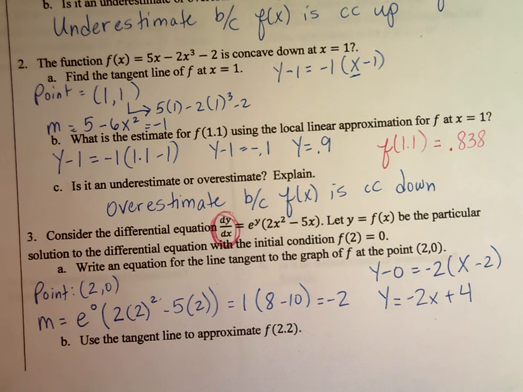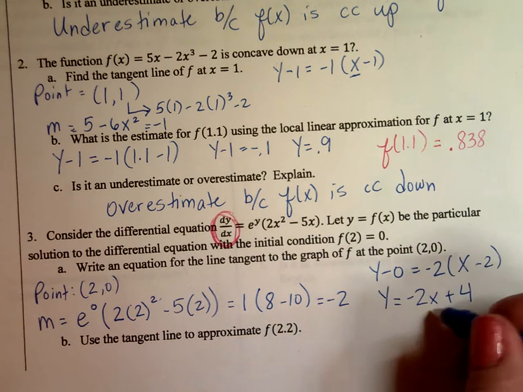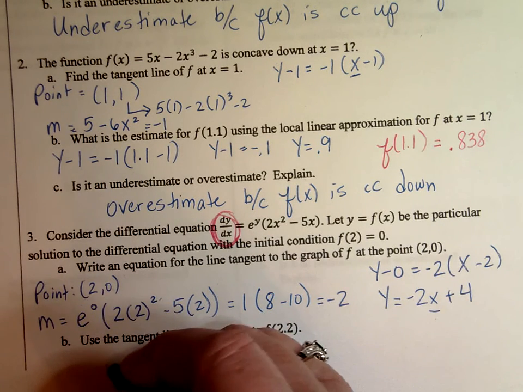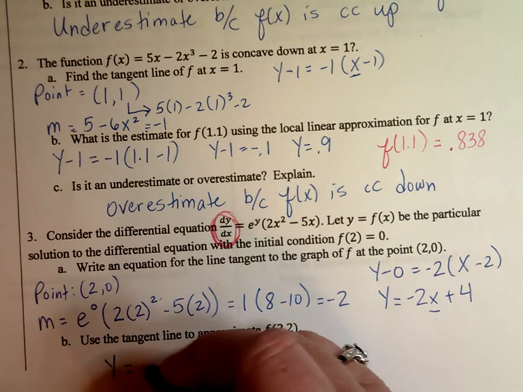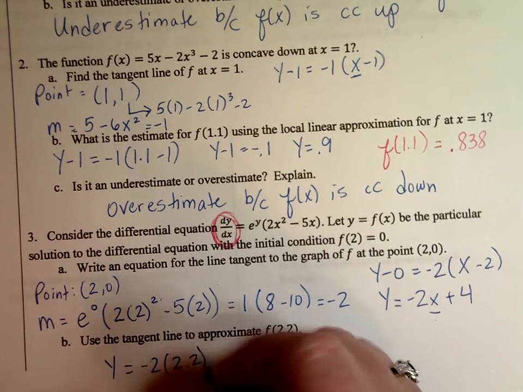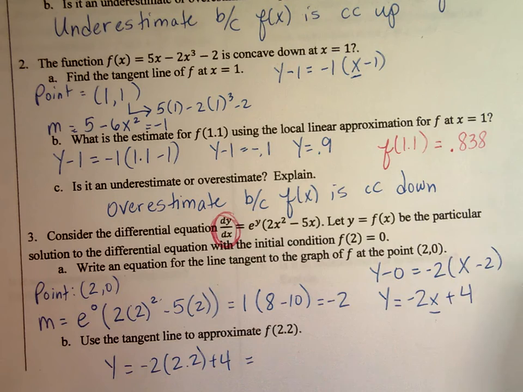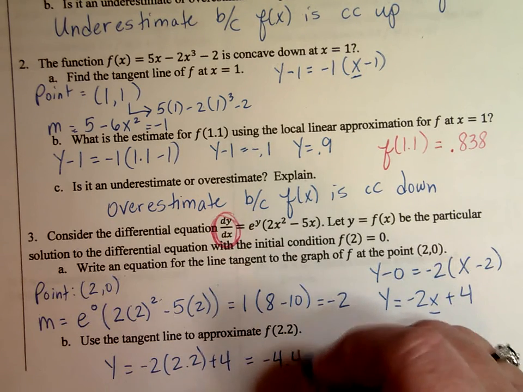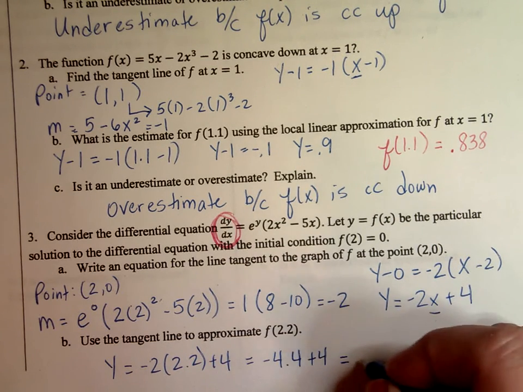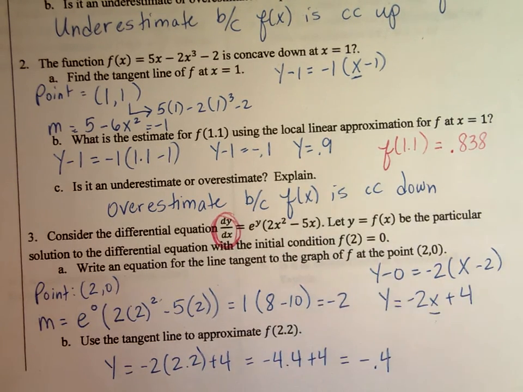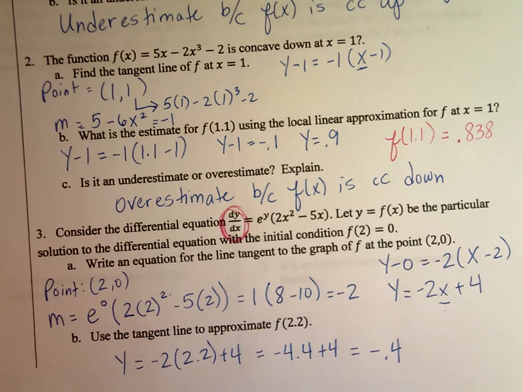Now use it to approximate 2.2. Well, where does that 2.2 go? It goes in for the x. So here I go. If I approximate it, now y equals negative 2 times 2.2 plus 4. And that gives me negative 4.4 plus 4, which gives me a value of negative 0.4. There it is. Bam. Linear approximation means find the tangent line, plug it in. They're going to be really similar answers.